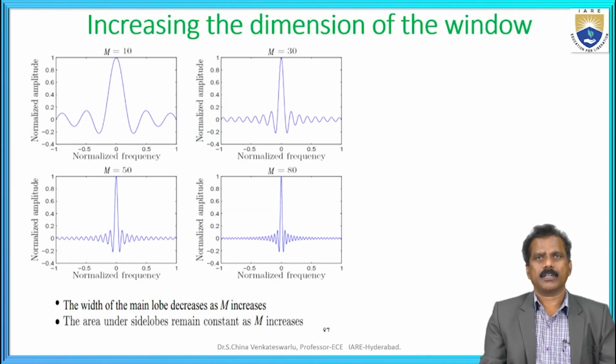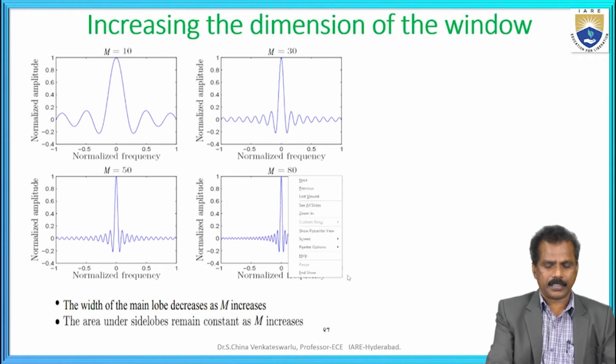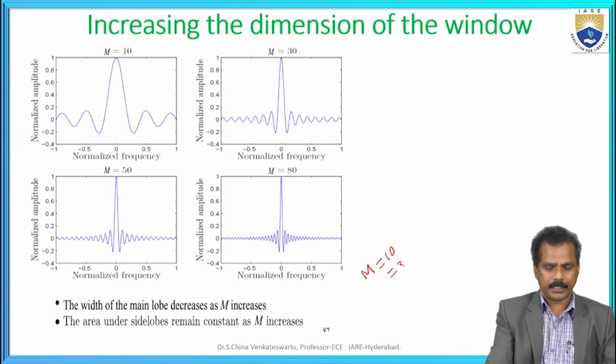Now we are verifying the effect of increasing the dimensions of the window. It is specified whether the width of the main lobe decreases or increases. Initially M is equal to 10, then M is equal to 30, M is equal to 50, and M is equal to 80. Then you can estimate the normalized frequency versus normalized amplitude.